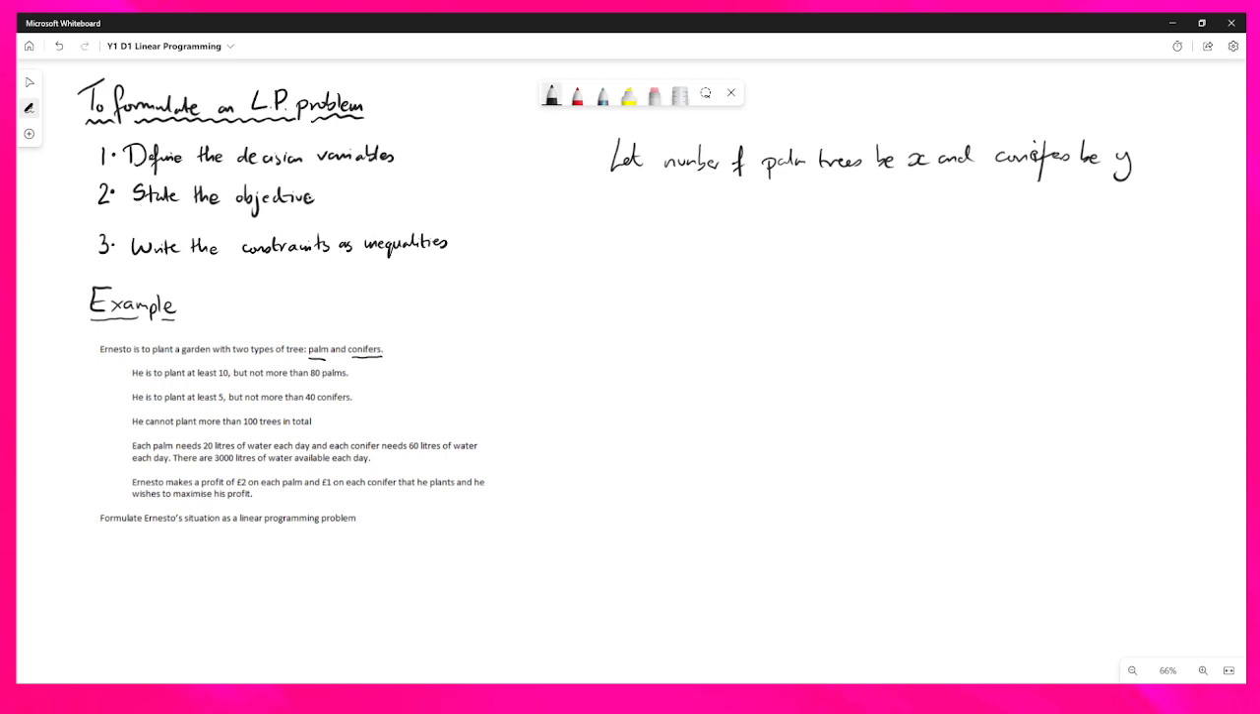We now need to state the objective. And the annoying thing often with how they write these problems is that the objective is at the end. So he's to plant at least 10 but not more than 80 palms. That's one of our constraints. So these here are all our constraints because they limit the number of the decision variables that we've got.